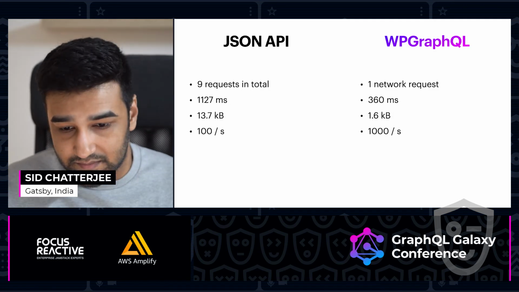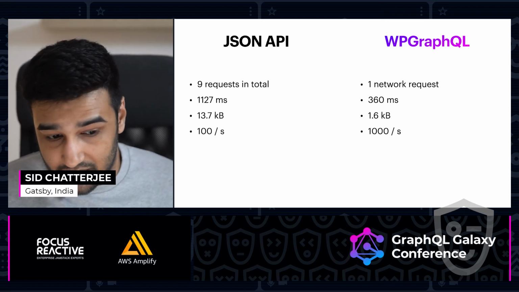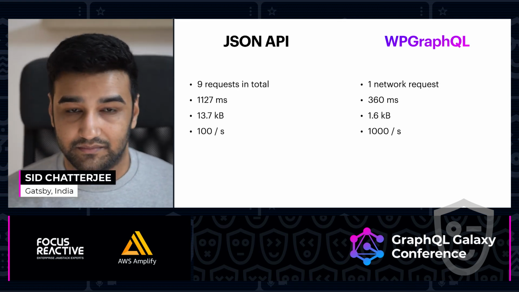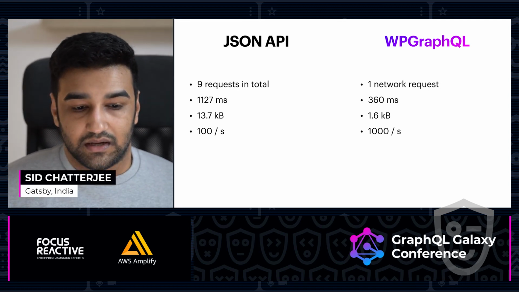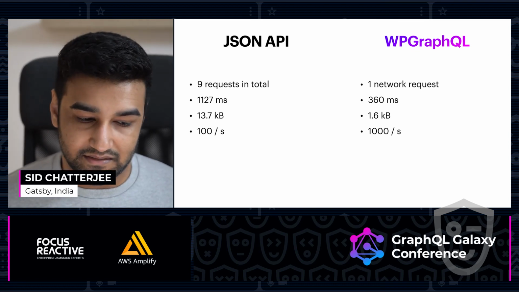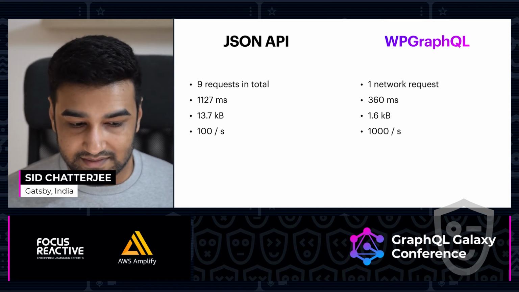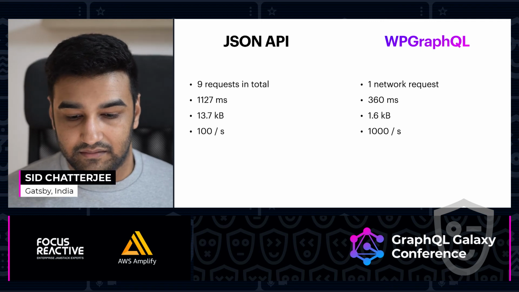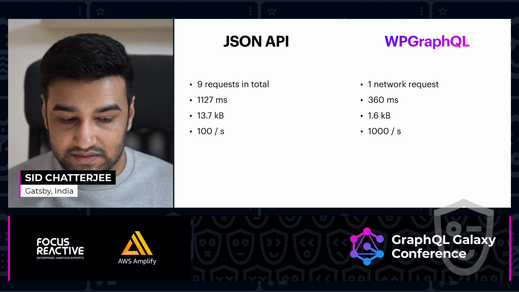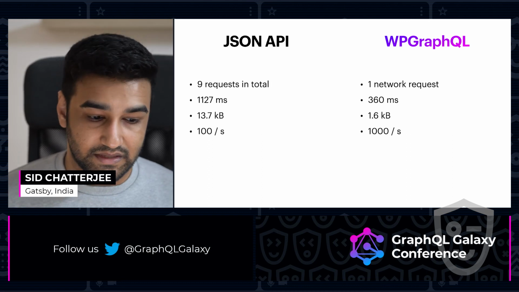So yeah, let's talk about some quick comparisons. Our REST API needed about 9 requests to render that one page. With WP GraphQL, we needed to make 1 network request in total. The JSON API eventually took a little more than a second. WP GraphQL took less than a third of that, right? And that's great, because this was all running locally, but of course these numbers can grow dramatically when this stuff happens over the network.